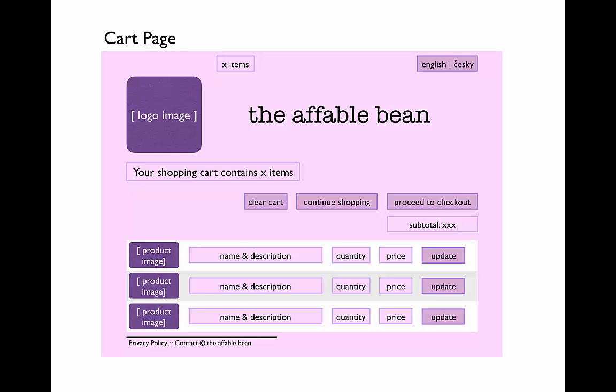When you decide to view your cart, you go to the cart page. Again, the header and the footer are the same as the other pages, except that some of the buttons in the header are hidden, like they are on the welcome page. The cart page shows you the items in your cart and allows you to update the quantity. It also provides some buttons that let you clear the cart, continue shopping, or proceed to the checkout.